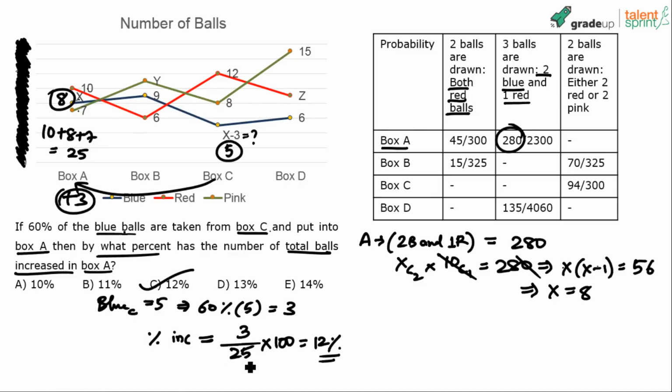Remember, in the denominator you should take 25. You should not take 28. Initially there were 25 balls. So with respect to 25, how much is the increase? Not after adding 3 balls, don't make it 3 by 28.